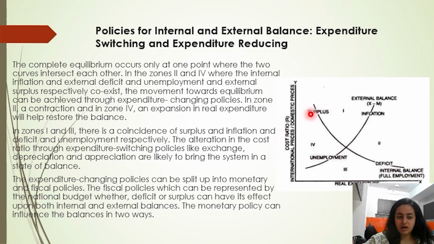In zones 1 and 3, there is a coincidence of surplus and inflation in zone 1, and unemployment and deficit in zone 3, respectively. The alteration in the cost ratio through expenditure switching. So the difference is that in zones 2 and 4, we were using expenditure changing, and in zones 1 and 3, we will be using expenditure switching policies like exchange depreciation and appreciation, which are likely to bring the system into a state of balance.